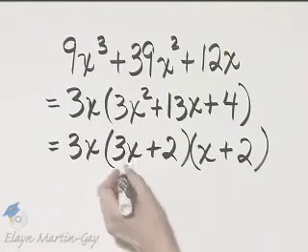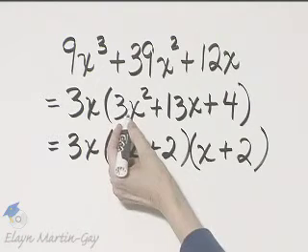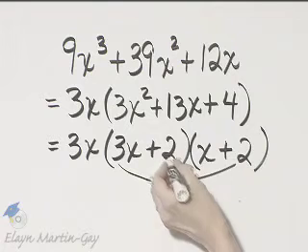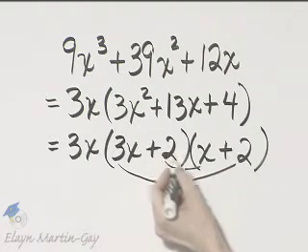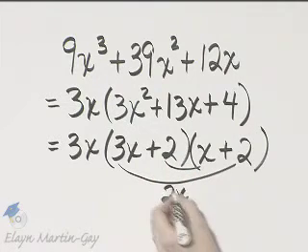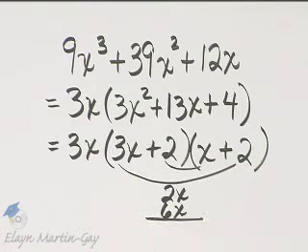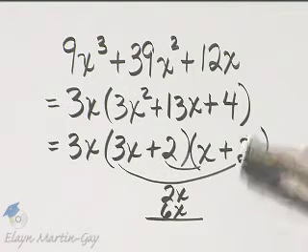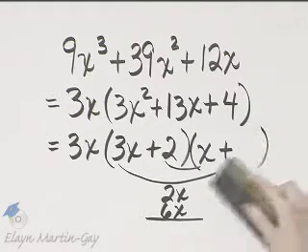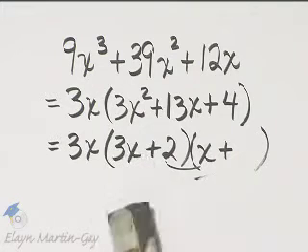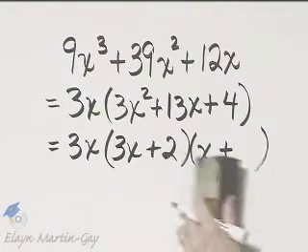So let's try this. Okay, we know first times first is 3x squared. We know last times last is 4. We concentrate on the outer and inner terms. So 2x would be the inner. 3x times 2, that's 6x, would be the outer. That gives me a sum of 8x, not 13x that I want. So it's not 2 and 2. Let's try other factors of 4.